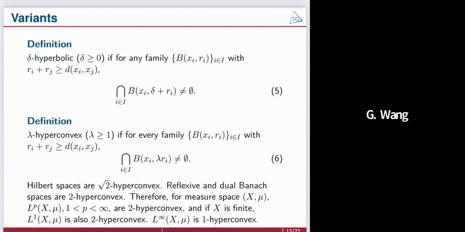Yeah, so L-infinity space is one hyperconvex, that is, it is hyperconvex. Two is kind of the worst case that you can have. We saw it as the example of the 3 points on the unit circle. So the unit circle is only two hyperconvex, and L1 space in dimension bigger than two is also only two hyperconvex. And the other Lp spaces are, in fact, all a little better than two hyperconvex. And L2 is square root of two hyperconvex.